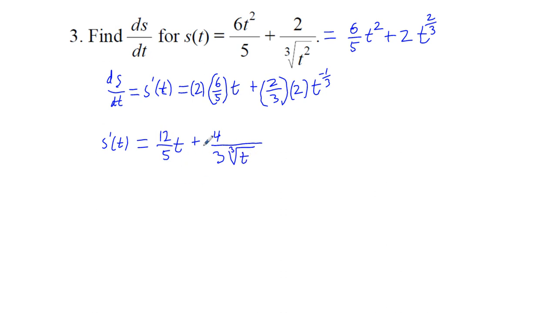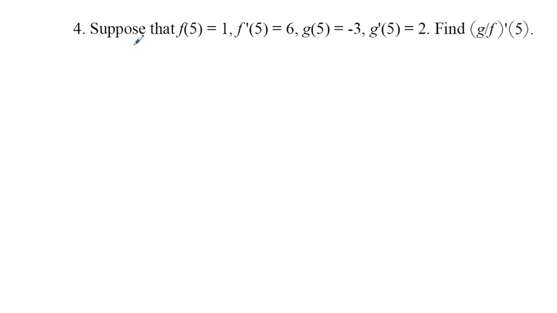Now, did you see anything in here that looked like a quotient rule application? I did not. So this is an example of a problem that Stacy put in there to remind us that, hey, when we do these things, we still have to think about what we're doing. And we don't really have a quotient of two functions. Next, let's go to problem 4.